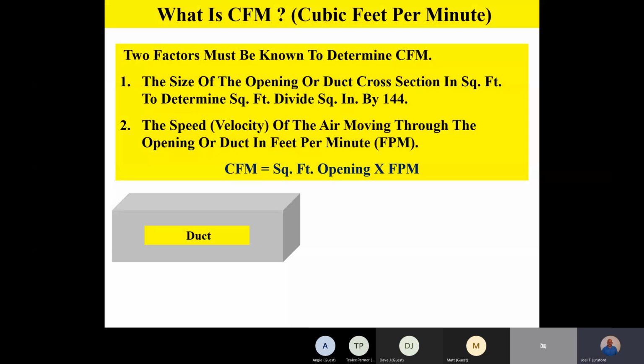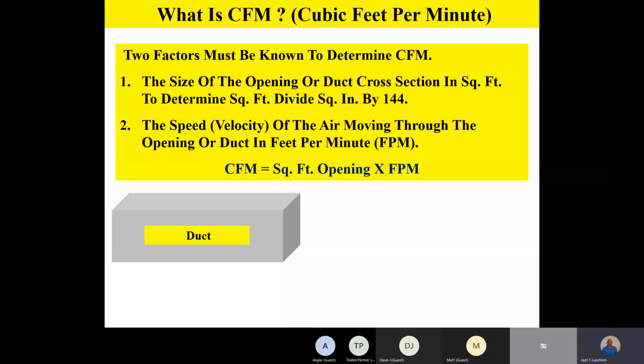We then measure the velocity of the air. In our example, it's 825. So we take 825 velocity in feet per minute times 1.1 square feet cross section of the duct, and the CFM we're moving in this example is 908. So that 10 by 16 at 825 feet per minute velocity is moving about 900, a little over 900 CFM.